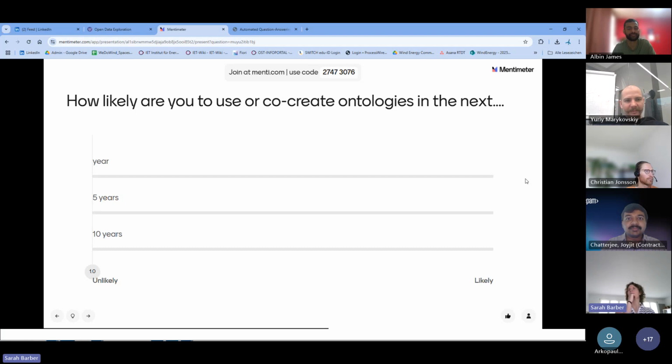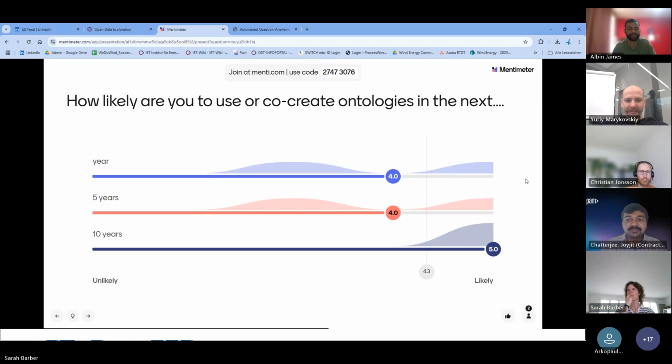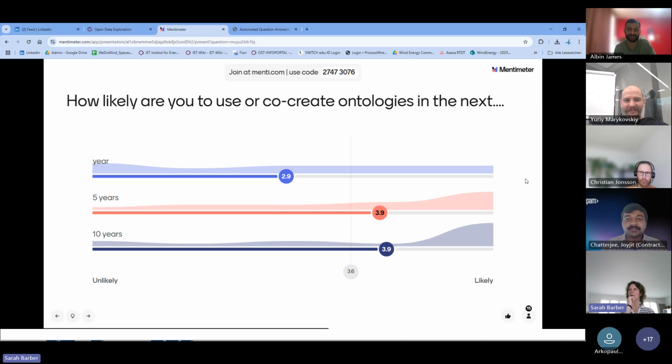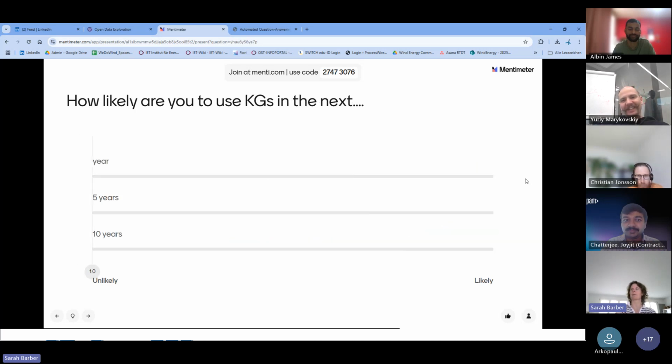And then I wanted to know, how likely are you to use or co-create ontologies in the next year, 5 years, 10 years? I think the next question is the same, but for knowledge graphs. So this is just for the ontology part. I expected that to be higher with time. There doesn't seem to be a big difference between 5 years and 10 years, but there's quite a difference between 1 year and 5 years. So probably we all see the next year as continuing as is, and over the next 5 years, hopefully we'll learn and then use some of this in real work. That's also very interesting. And then the same question for using knowledge graphs.